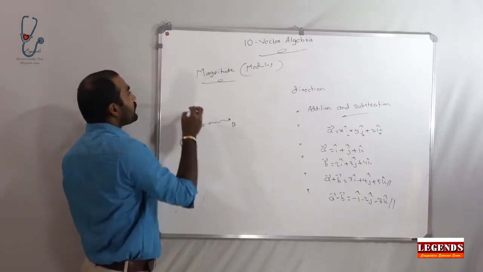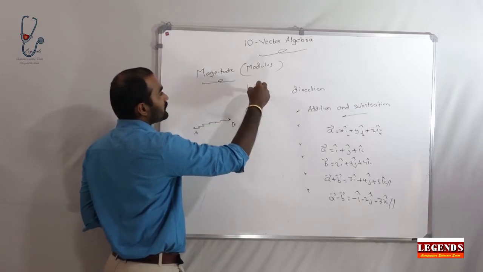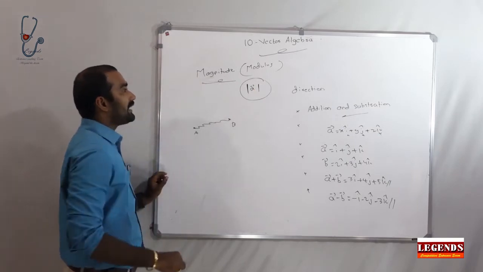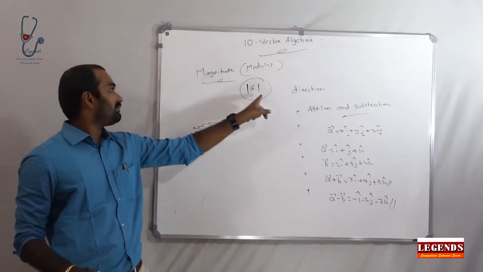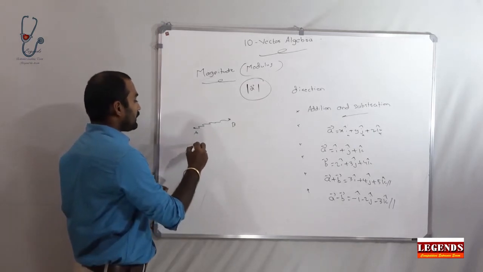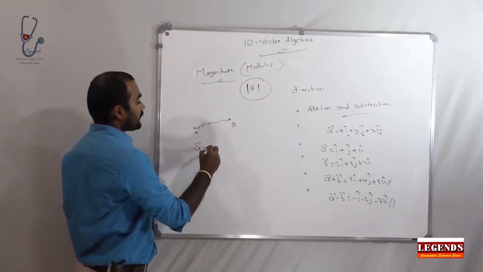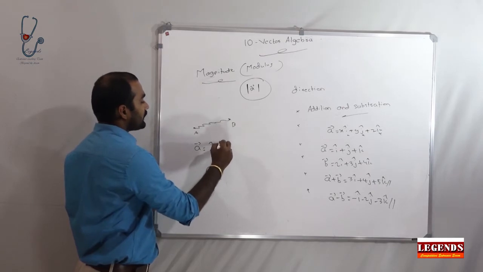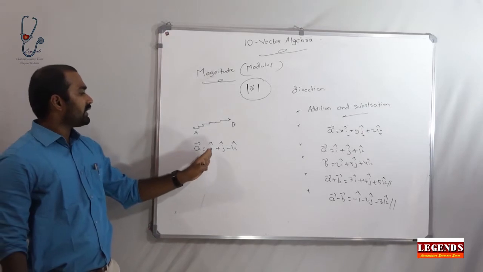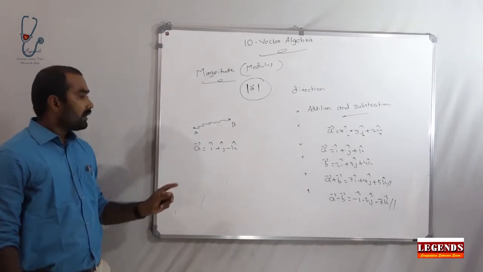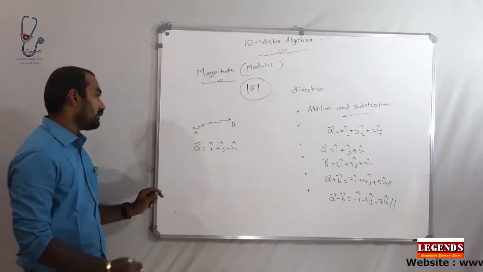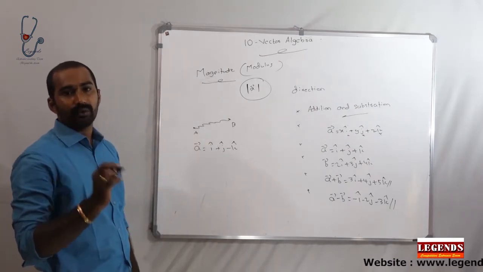The magnitude is represented by the symbol modulus, that means two parallel lines. For example, the symbolical representation is the magnitude of a vector, and we can read it as magnitude of a vector. For example, I am taking the vector a equal to i plus j minus k. Now I am going to find out the magnitude of the given vector.